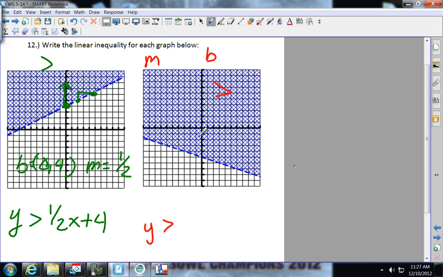So now I'm going to find my y-intercept and my slope. My y-intercept is 1, 2, 3, 4, 5. (0, negative 5). I see that my line is decreasing. It is going down, so my slope is going to be negative. If I go down 1 and to the right 3, my slope is negative 1/3. So I have negative 1/3 x minus 5.